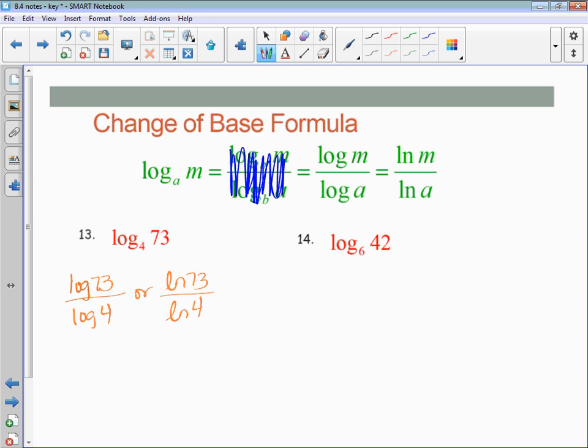So what's 14 going to be? Log 42 over log 6. There you go. So what you're doing with this is just turning it into a common log or a natural log when it was something else to begin with. Right, easy? Okay. It's homework.